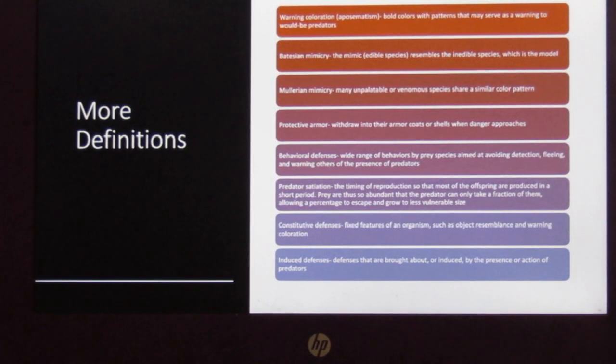Predator satiation is the timing of reproduction so that most offspring are produced in a short period. That's popular with cicadas. Constitutive defenses are fixed features of an organism, such as object resemblance. Induced defenses are defenses that are brought about by the presence or action of predators.